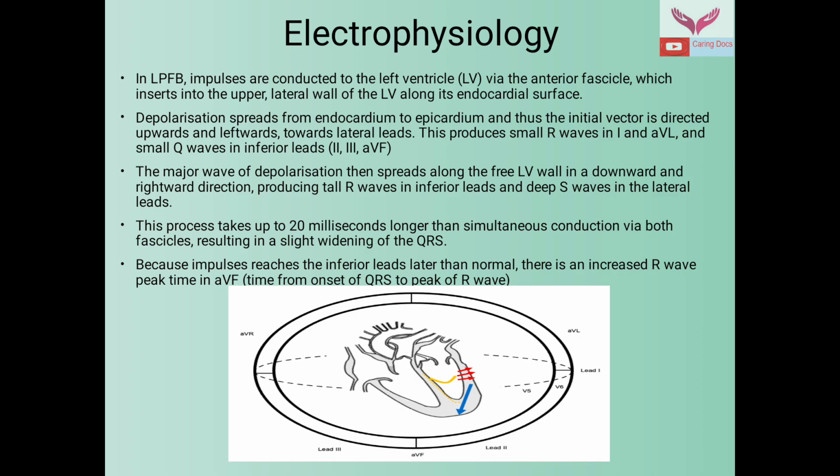The major wave of depolarization then spreads along the free left ventricular wall in a downward and rightward direction, producing a tall R wave in the inferior leads and deep S wave in the lateral leads. This process takes up to 20 milliseconds longer than the simultaneous conduction by both fascicles, resulting in slight widening of the QRS complexes. Because impulses reach the inferior leads later than normal, there is increased R wave peak time in AVF, that is time from the onset of QRS to the peak of R wave.